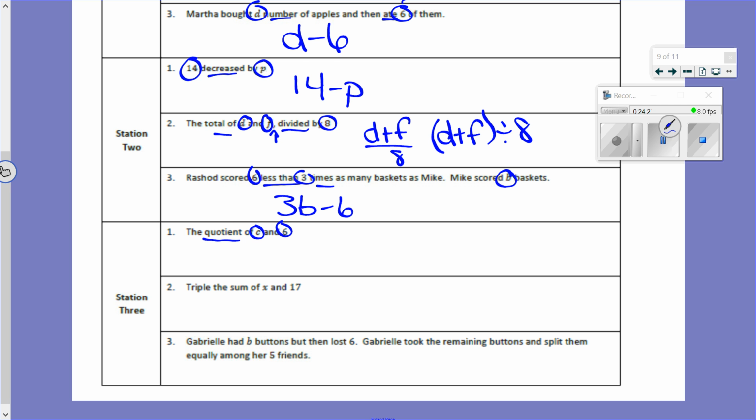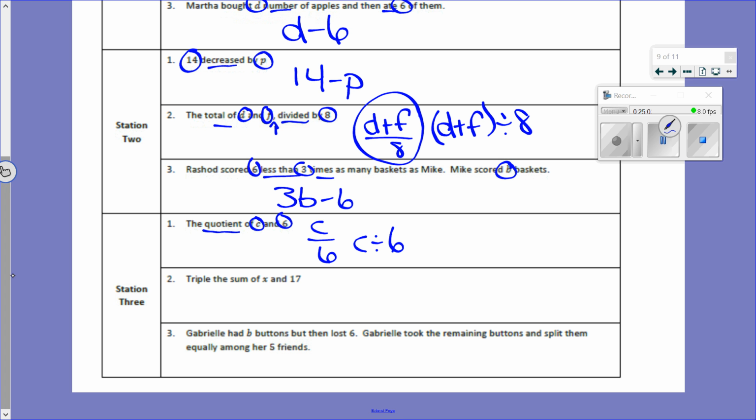Okay, quotient of C and 6. Quotient, division, C and 6. On number 2 and station 2, do we have to put both ways? No, just one of them. I'm just putting both because I know people will write them both ways. I mean, personally, I would always write it this way, but that's my personal preference. Some of you prefer using the division symbol. That's fine as long as you have parentheses there. One thing I like about the division bar is it takes away the need of parentheses. Plus, to me, it lays it out more logically as I'm writing it. But again, that's totally personal preference.